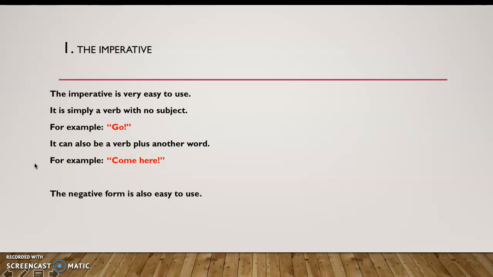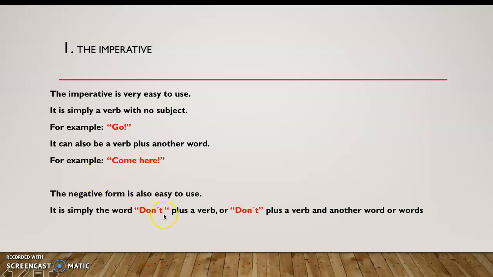The negative form is also very easy to use, so let's have a look. It's simply the word don't plus a verb, or don't plus a verb and another word or words. So it could be don't go, don't come here. Let's have a look at another example. For example, don't cheat in the exams. So we've got don't plus the verb cheat and some more words. That is the imperative. It's easy, isn't it?